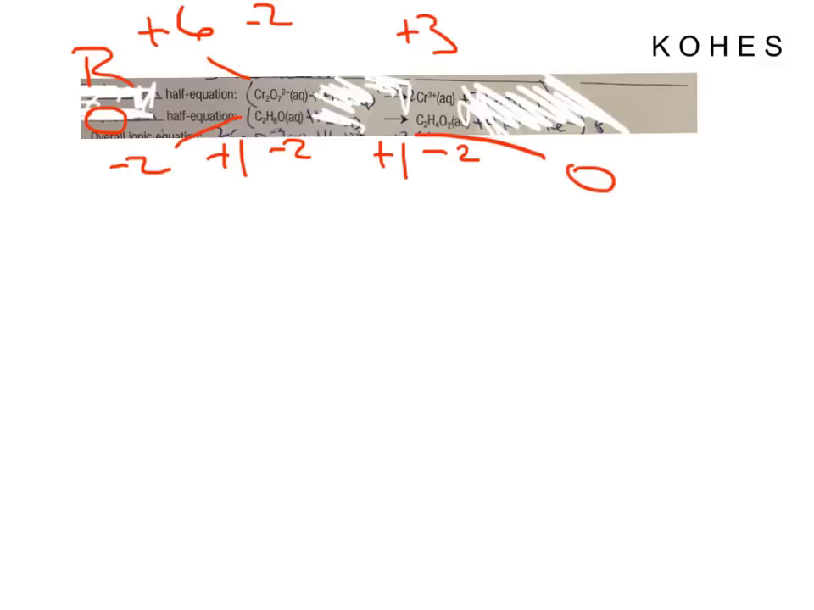And that makes us very happy because we know that reduction and oxidation always happen at the same time. Awesome. Okay, so now what we need to do is we actually need to balance these half equations. Okay, and I'll take you to another slide in order to do that.